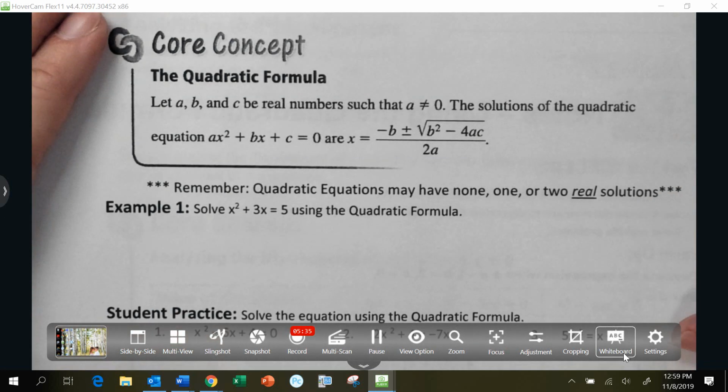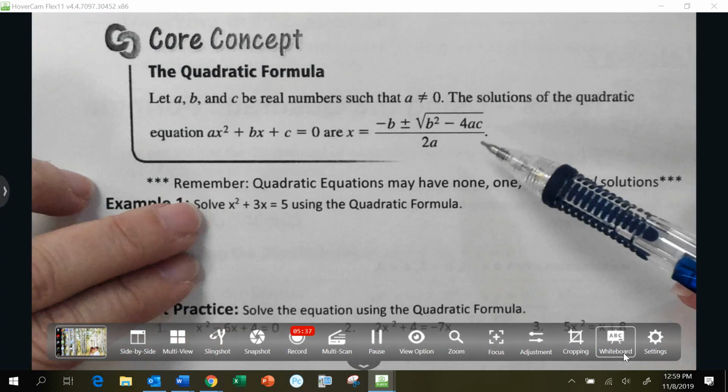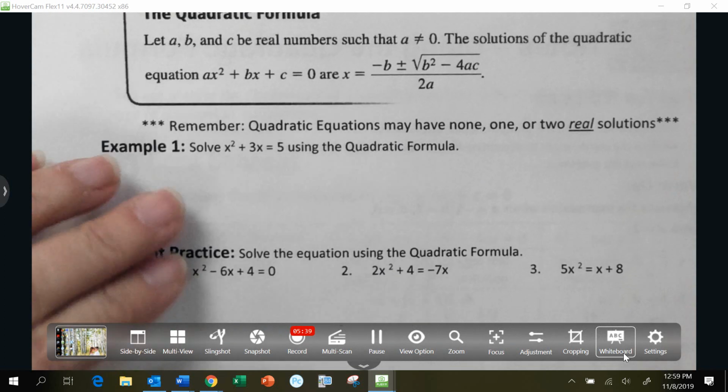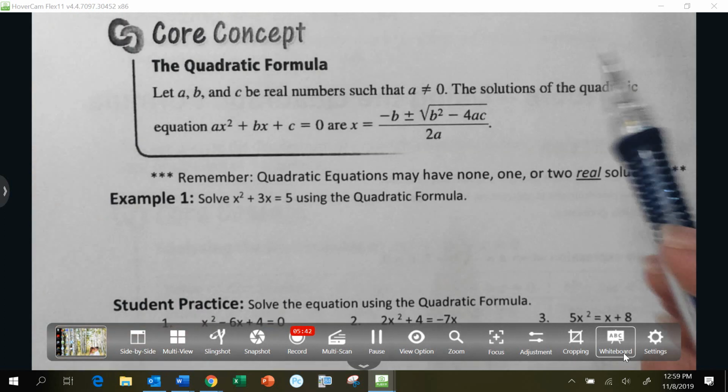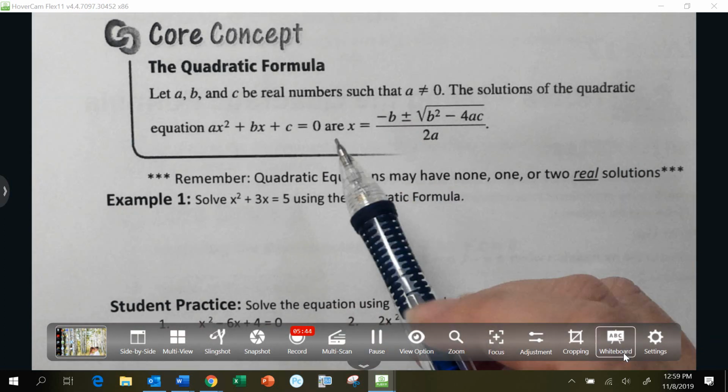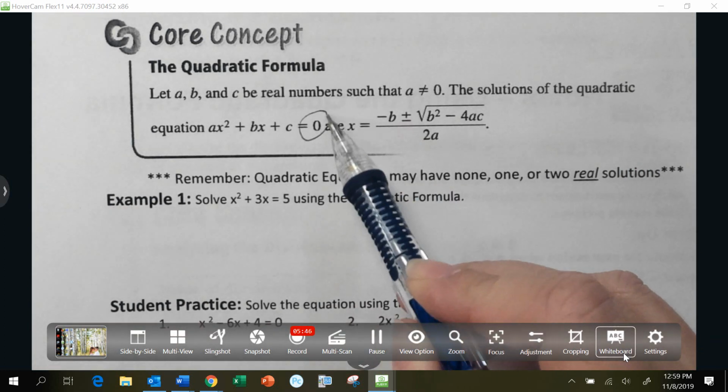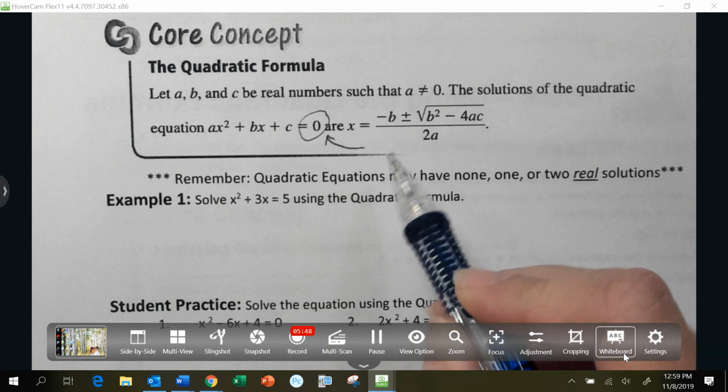So this is the quadratic formula. We just sang it a few times. Now we're going to solve this using the quadratic formula. One thing that I didn't say, but I'm going to say right now, is that in order to use the quadratic formula, it has to say equals 0.